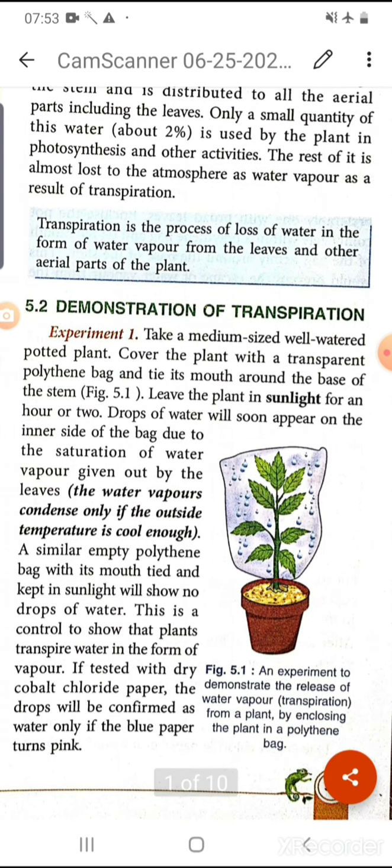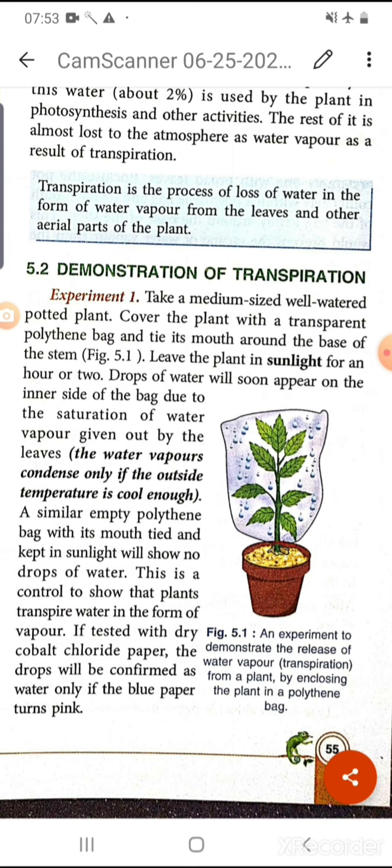What do we have to take? We have to take a medium sized well watered potted plant, and cover the plant with a transparent polythene bag or plastic bag, and tie the mouth of the bag at the base of the stem, as you can see in this figure. After that we keep the plant in sunlight for at least 2 to 3 hours, and you will see that drops of water appear inside the plastic bag. This is due to the saturation of water vapor given out from the leaves.